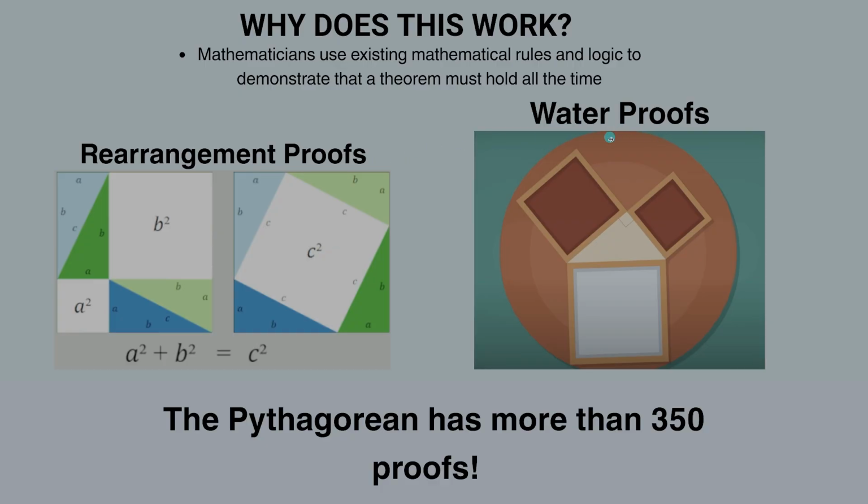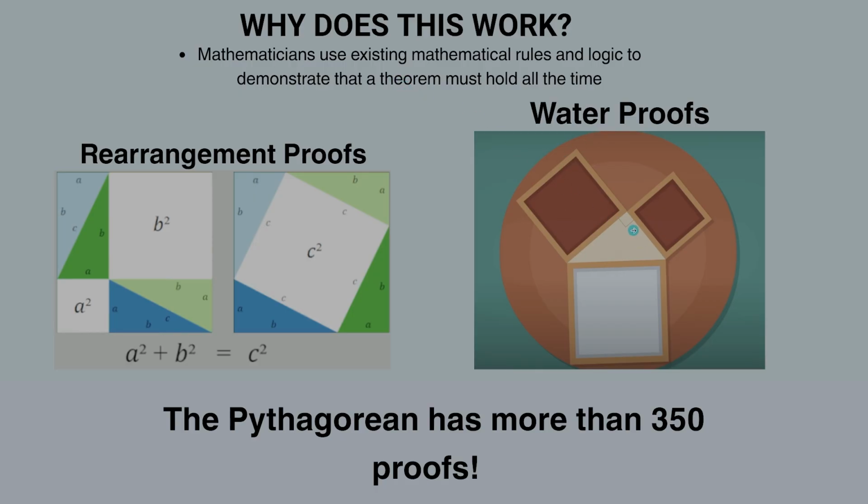It's a water proof. If you take a right triangle and take the squares on each side, you fill water in each one, like the image here, and then you flip them over. The water fills up both of these squares equally, with no water left over. The Pythagorean theorem has more than 350 proofs, so these are just two proofs that hold the theorem accountable.